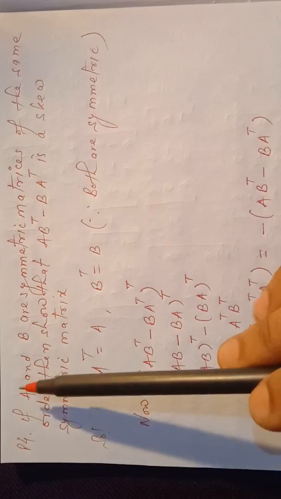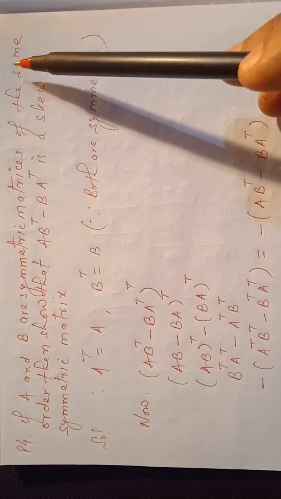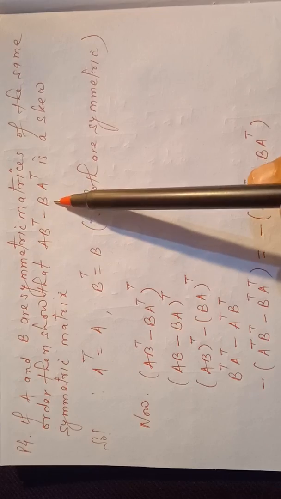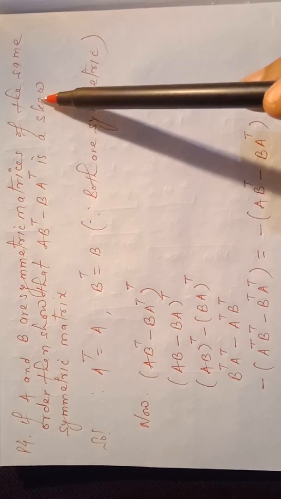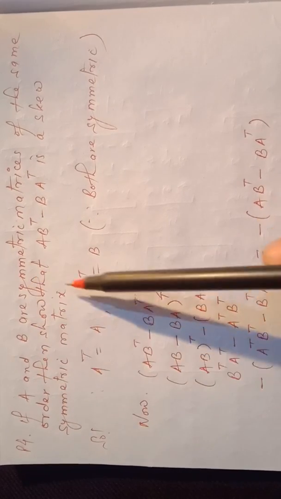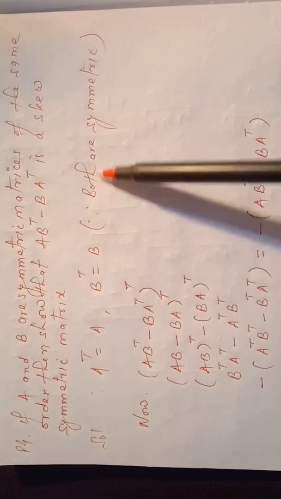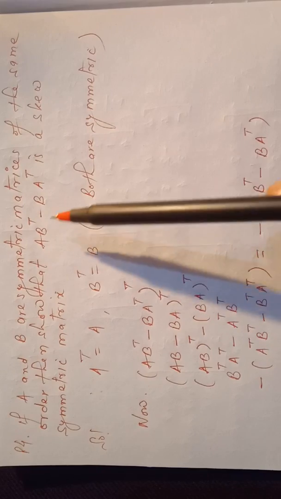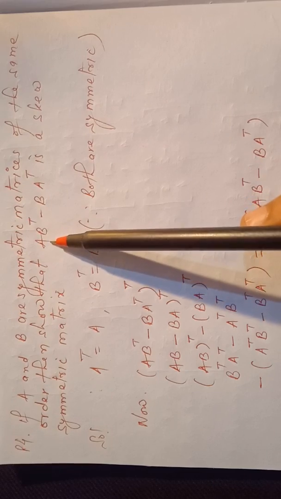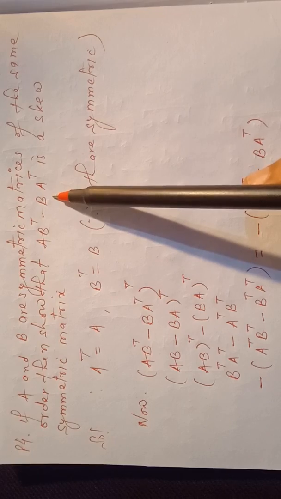Let's take the last problem. If matrix A and B are symmetric and they are of the same order, then show that AB transpose minus BA transpose is a skew symmetric matrix. So now do one thing. A and B are symmetric, so therefore A transpose will be A and B transpose will be B, because both are symmetric matrices. Now we have to prove this matrix is skew symmetric. So we have to prove that transpose of this matrix must be equal to negative of this matrix.